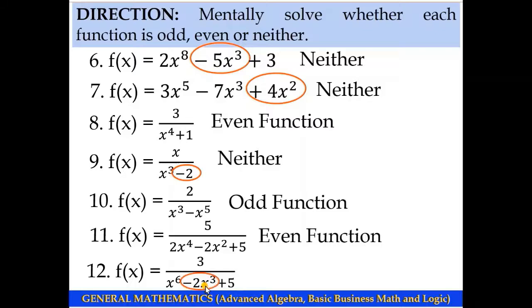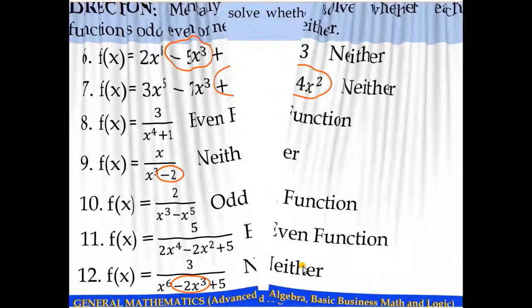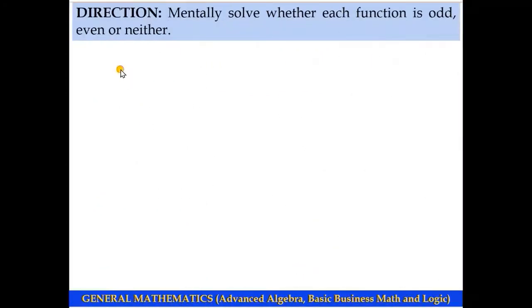And because of the second term, in which the exponent is 3, and this is odd, compared with exponent 6 and 0, and these 6 and 0 are even, this makes this function neither an odd nor even. Let us proceed with number 13.